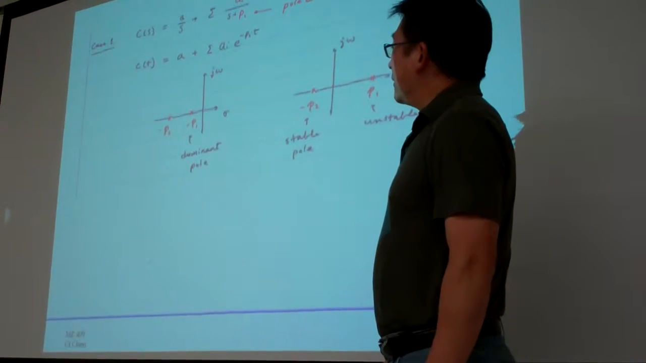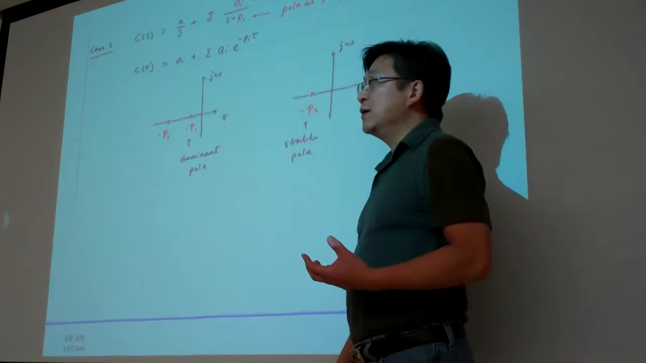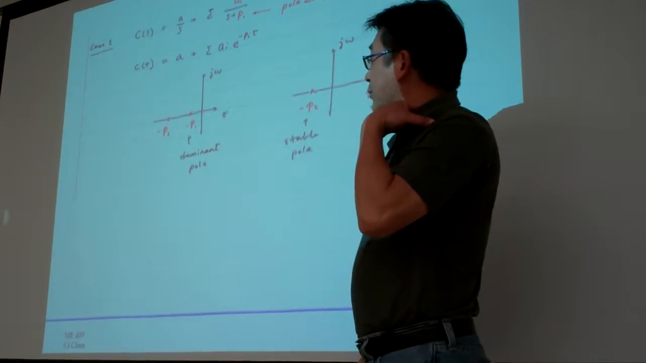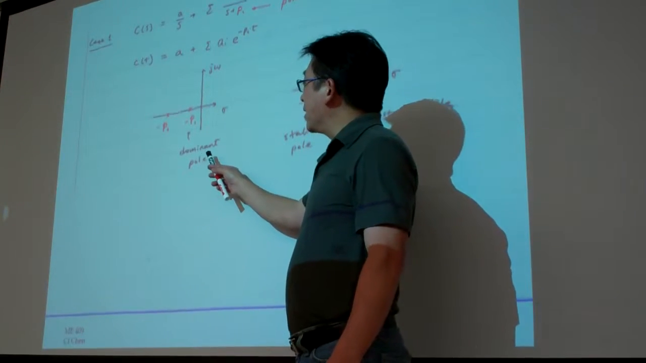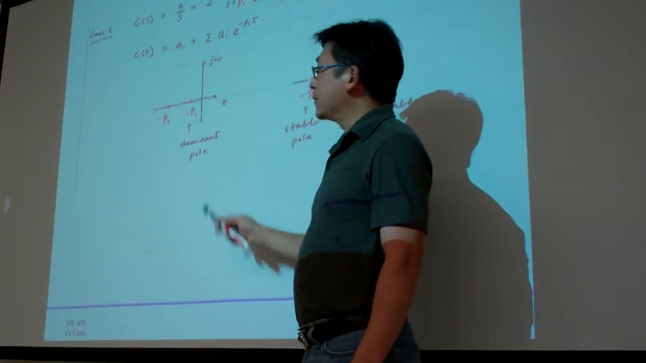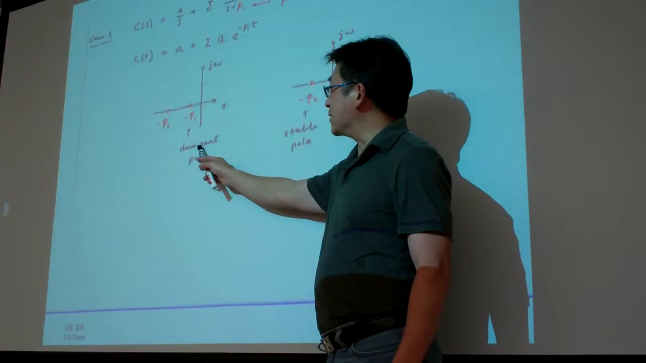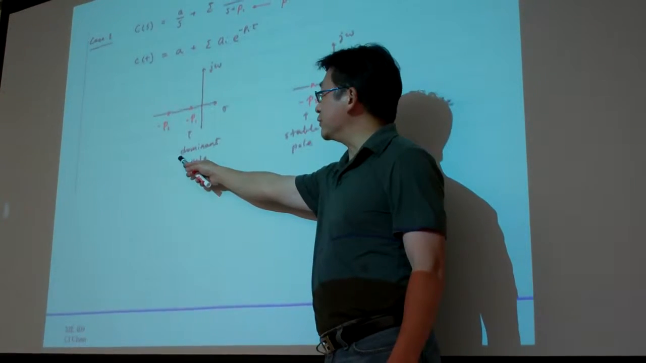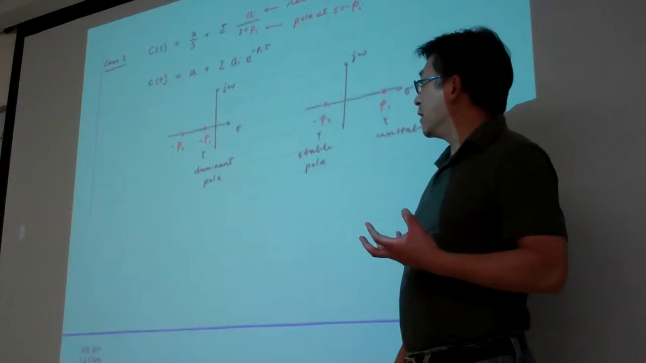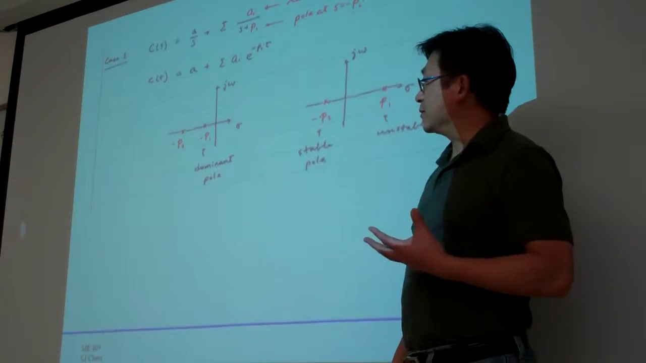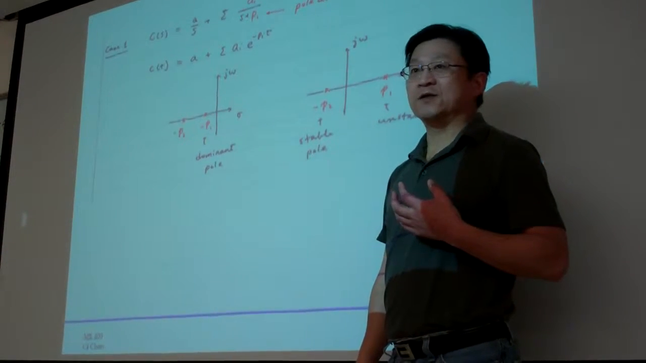And in this way, assuming we have n poles here, we can identify what we call the dominant poles. Here is a key terminology. For the first time, I introduce to you the dominant poles. The dominant poles are the poles which dominate the characteristic of the dynamics.